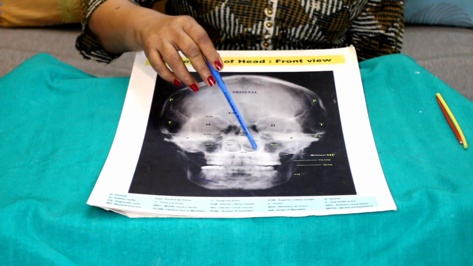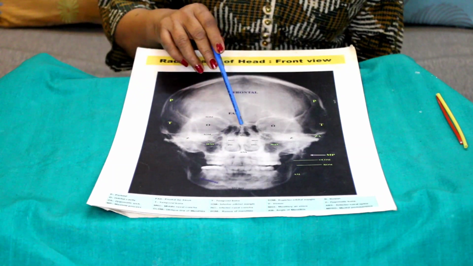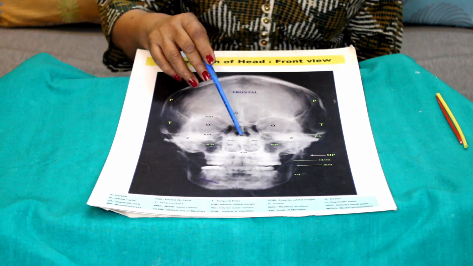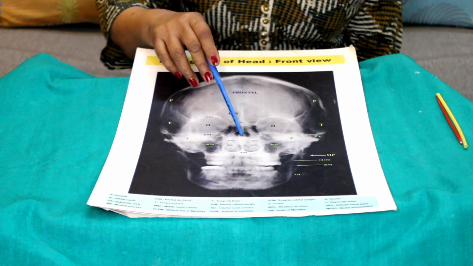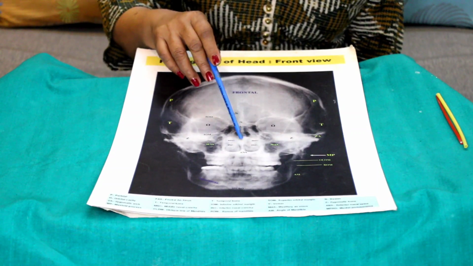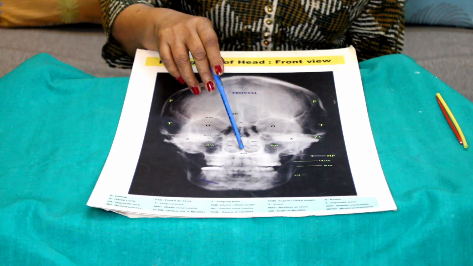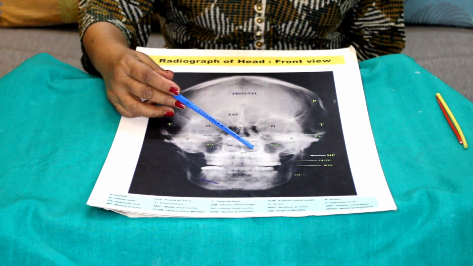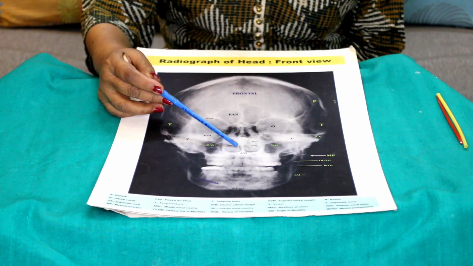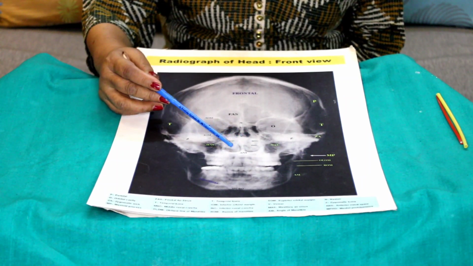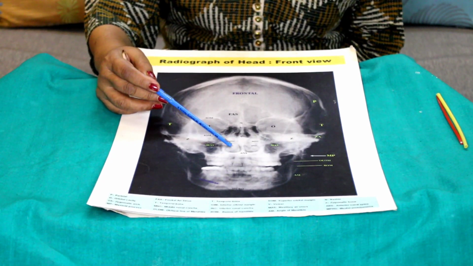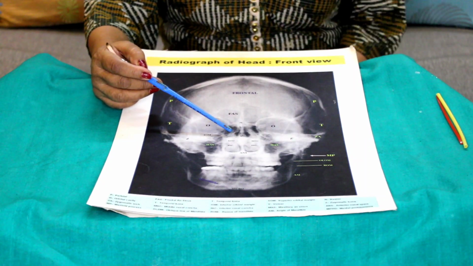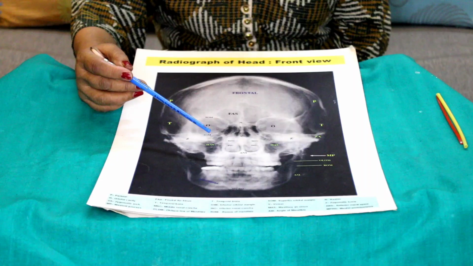Next, the whole thing is the nasal cavity. This vertical portion is the septum of the nose. The upper portion of the septum is formed by the perpendicular plate of the ethmoid, and the lower portion is formed by the vomer. And this is the lateral wall of the nose, and in the lateral wall you will see the turbinate or the concha. The inferior nasal concha is a separate piece of bone, and the upper two nasal conchae are part of the ethmoid bone. So this is the nasal cavity.